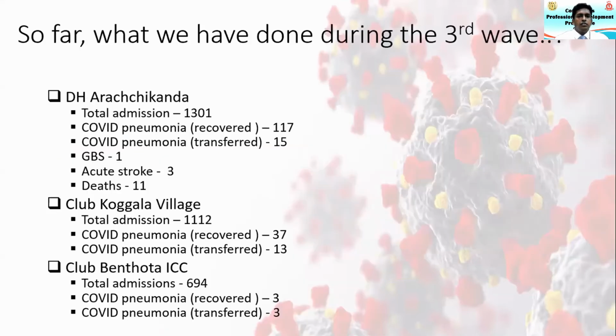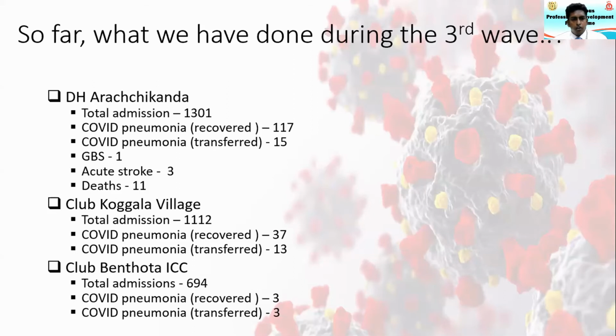And these are the data, the things we have done so far after the third wave. In Arachchikanda, we managed around 1,300 patients in total, and we have recovered 117 COVID-19 pneumonia patients, and we couldn't recover some. We had to transfer 15 patients, and we have detected 3 strokes, 1 Guillain-Barré, and we have encountered 11 deaths, and out of them about 5 deaths are related to COVID-19.